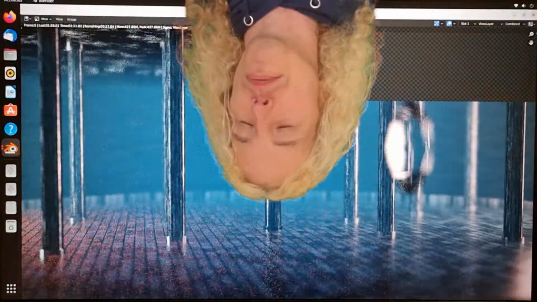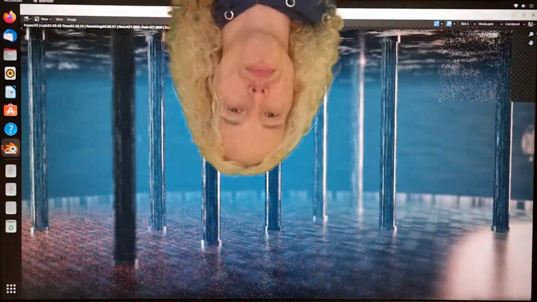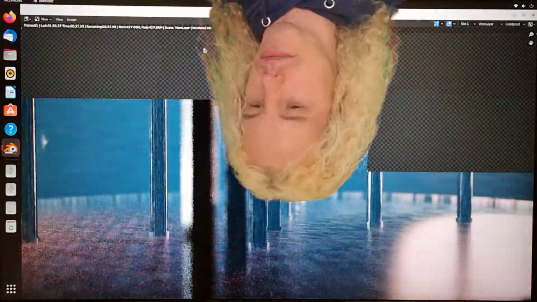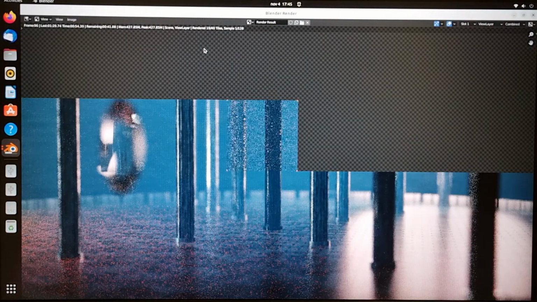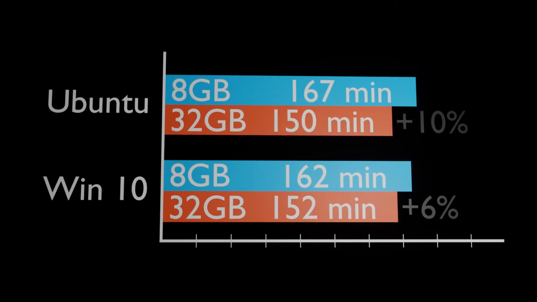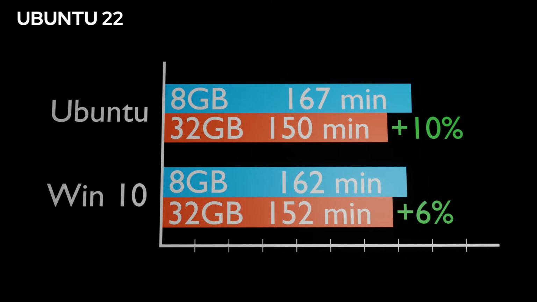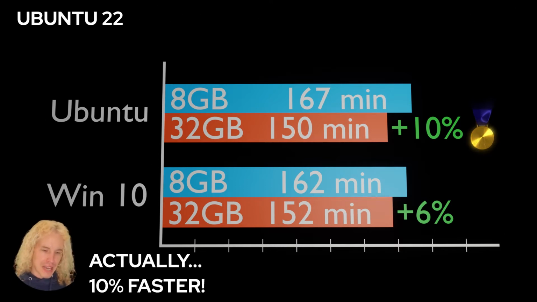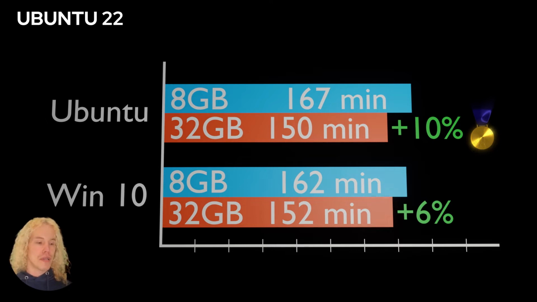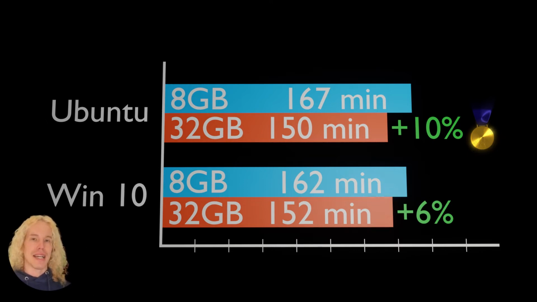First frames look promising. It seems like Ubuntu is going to win this round. Cling cling. Let's wait until the end to see what happens. Now the render is complete and the time it took was 2 hours and 30 minutes. Yes, baby. Not only was Ubuntu an impressive 9% faster than the reference render with 8 gigabytes, it also beat the Windows 10 Home version by 2 minutes.